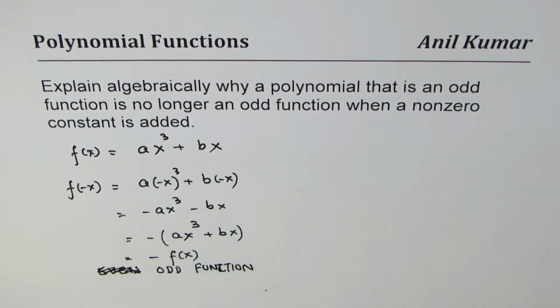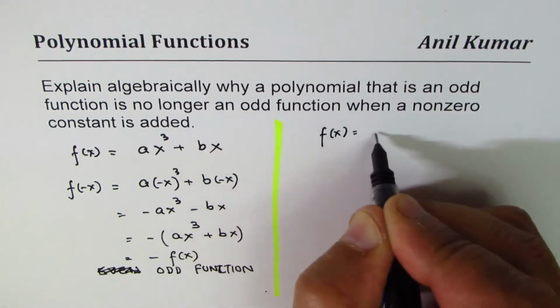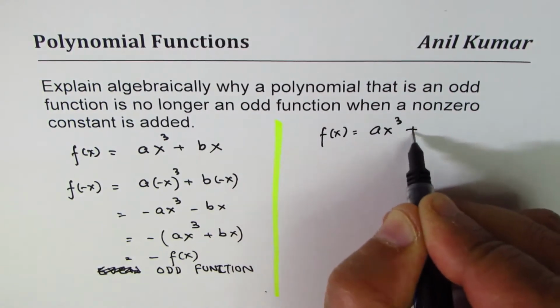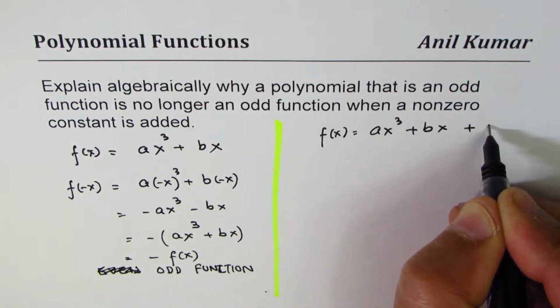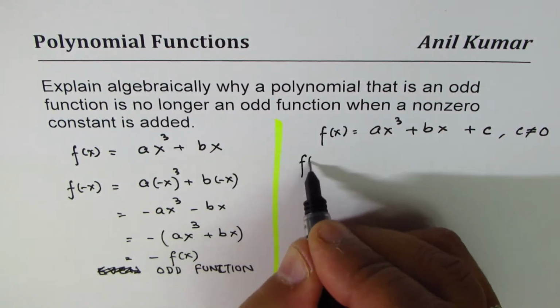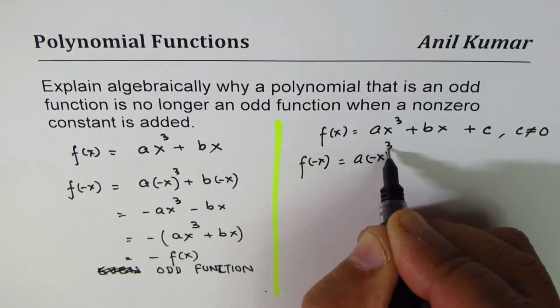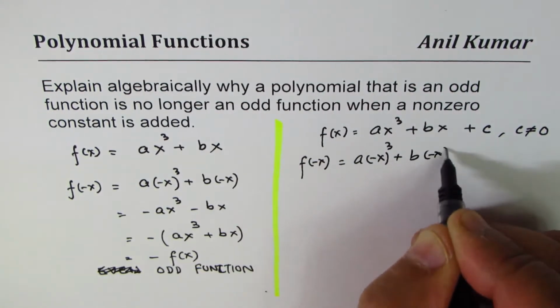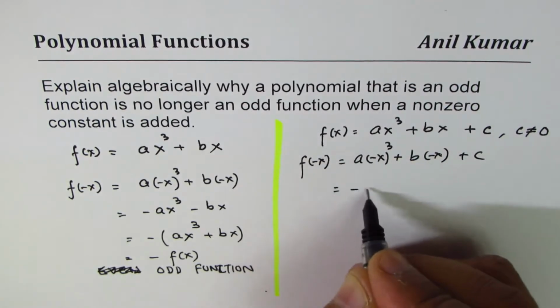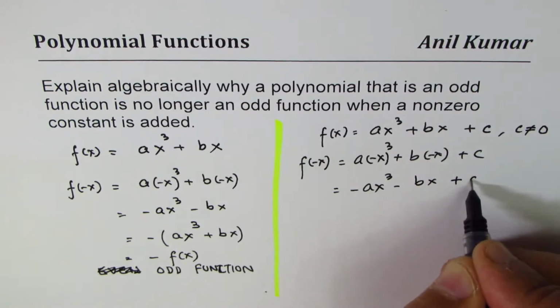Okay. Now let's introduce a constant which is non-zero. So what it really means is that let me write f of x as ax cubed plus bx plus a constant c, where c is not equal to 0. Is it okay? Now if you find f of minus x, what do you get? We'll replace x with minus x, and what we get is minus ax cubed minus bx plus c, remember.